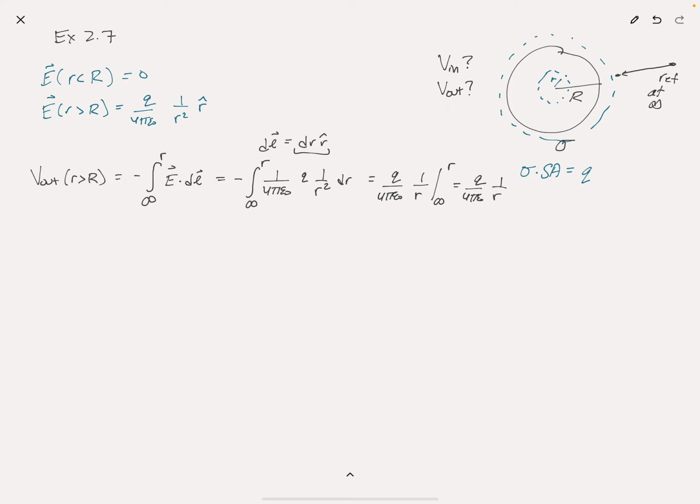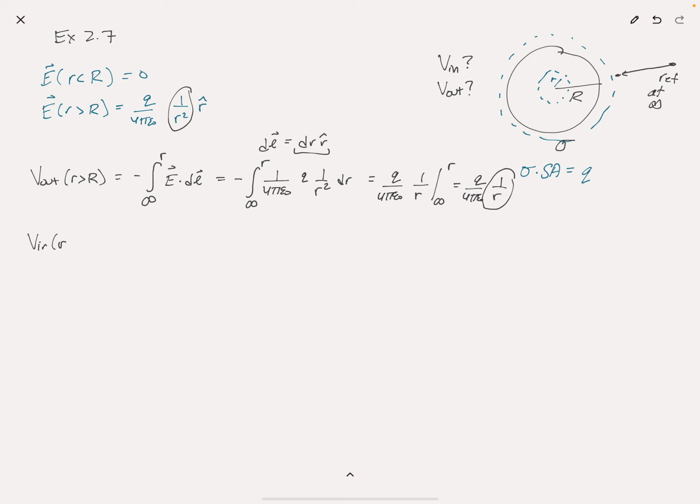All right. So we notice something interesting about this expression. The potential decays as 1 over r, whereas the electric field decays as 1 over r squared. Okay, so we've done that. We found the potential outside. Now let's find the potential inside.